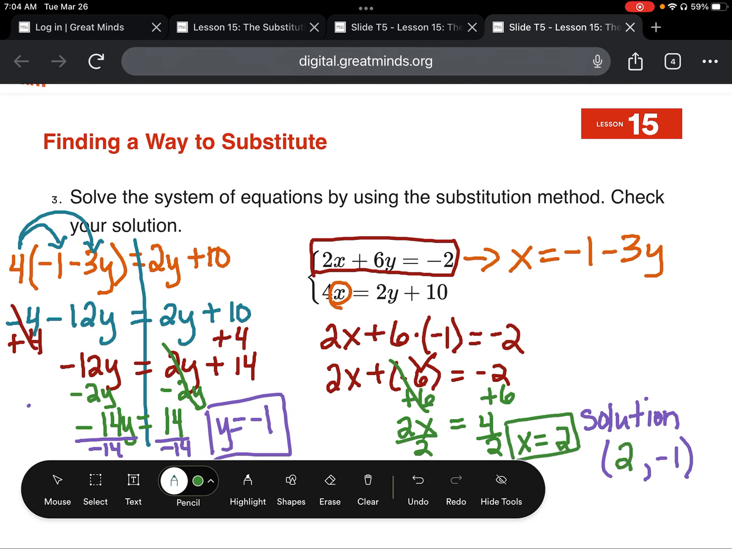How did you guys do? All right, you have practice problems on pages 229 and 230.